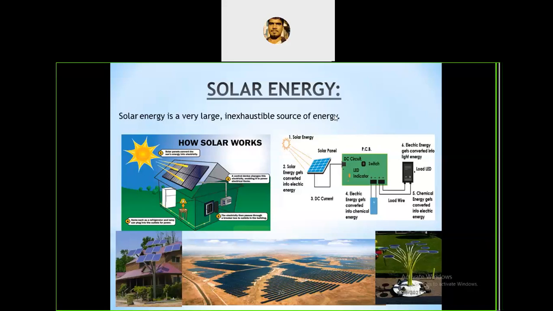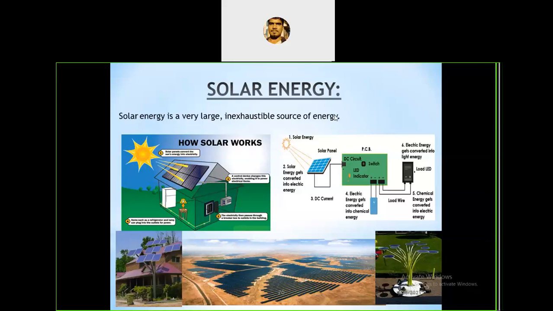Means in our earth we are using 100 megawatt. Let us assume that 100 megawatt is the consumption per hour, and the energy from the sun is 1.8 into 10 raised to 11 megawatt, which is thousands of times the energy we use from all commercial energy sources. Means that an enormous amount of energy is coming from the sun to the earth, but we are only using a small amount of solar energy.